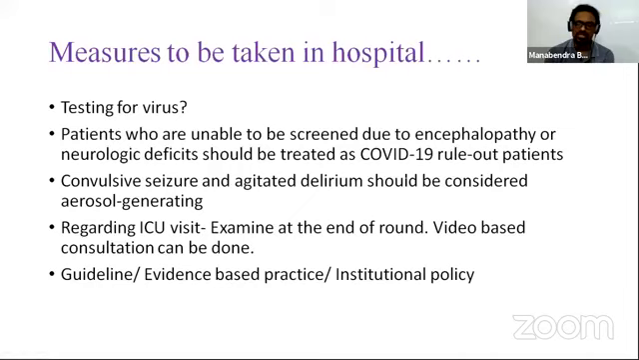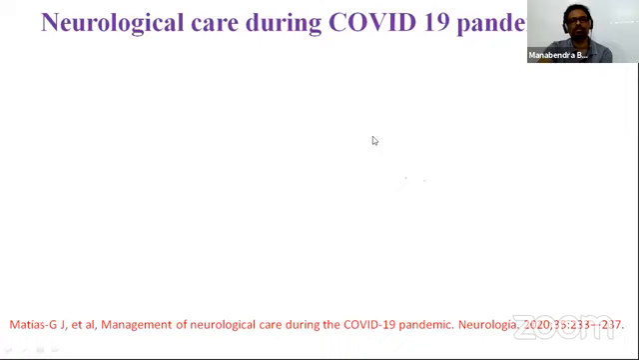And this is my last slide. A very interesting paper has been published in Acta Neurologica, by Martius J.D. et al. It discusses neurological care during the COVID pandemic, and what we should do regarding neurological care.